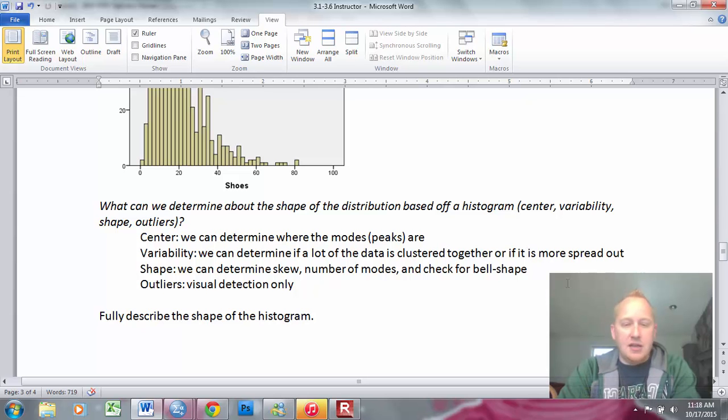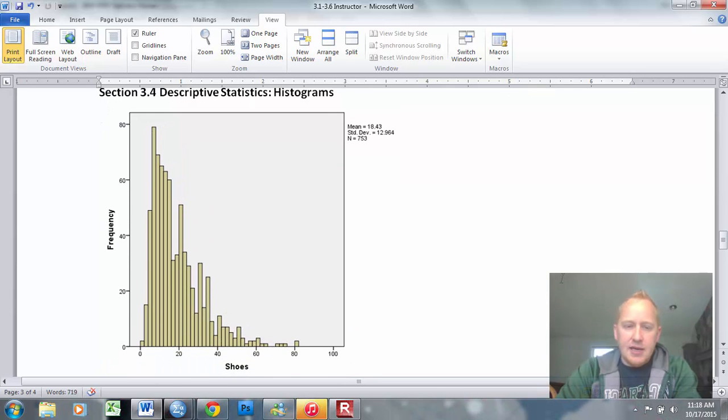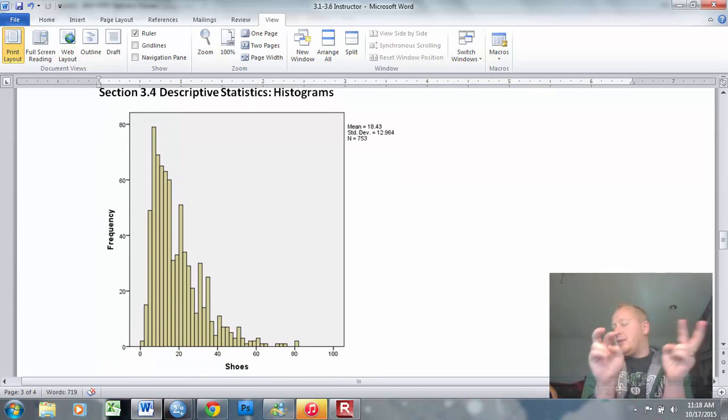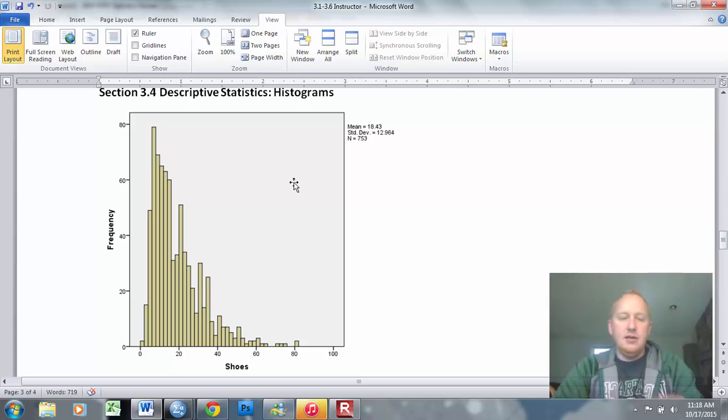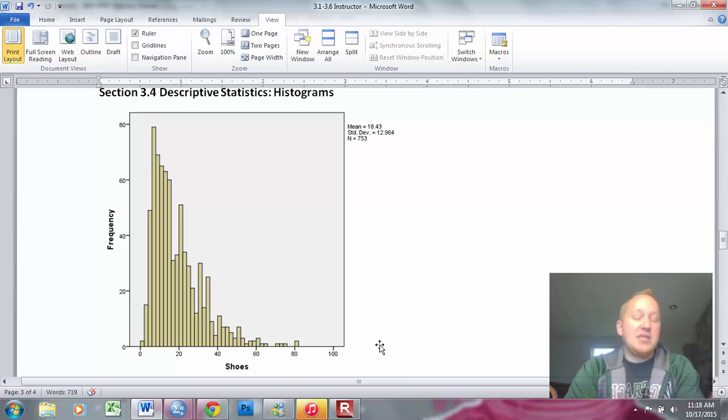But what can we tell about a histogram? So for the center, I did already mention it's hard to find the median. So for the center, I'm going to use that term a little lightly here, we can tell where the peaks are. So here again we have unimodal data. Now I do agree there's a little dip here and here and here, but in general, this graph goes up once and then it comes back down. So we say that it's unimodal.